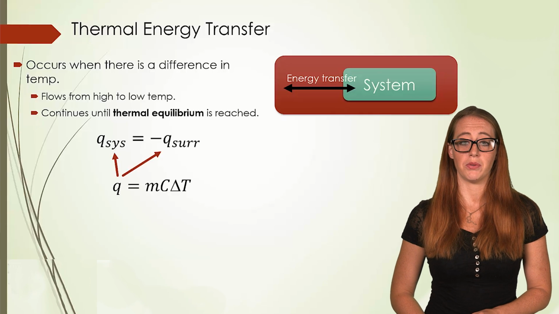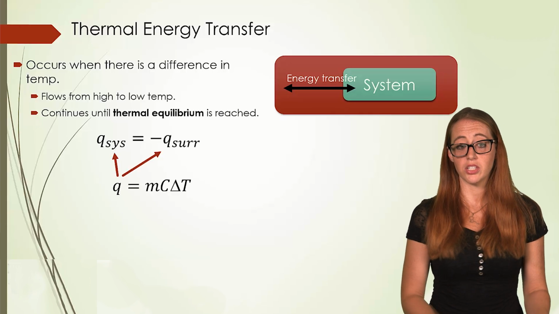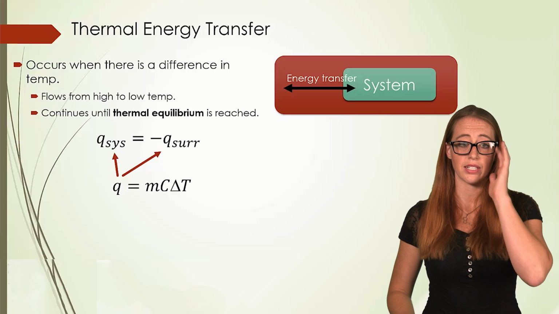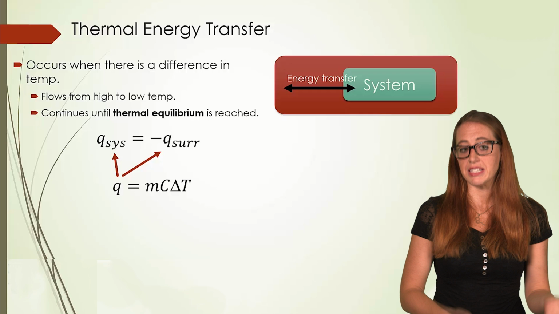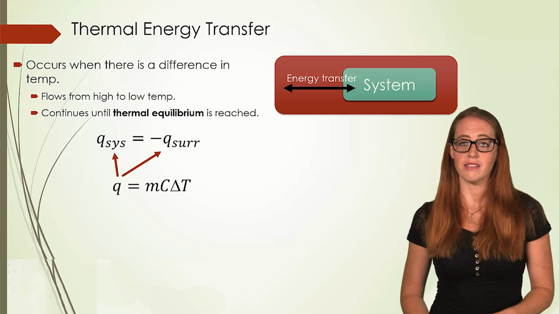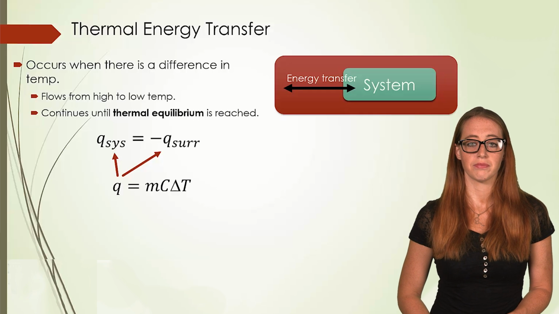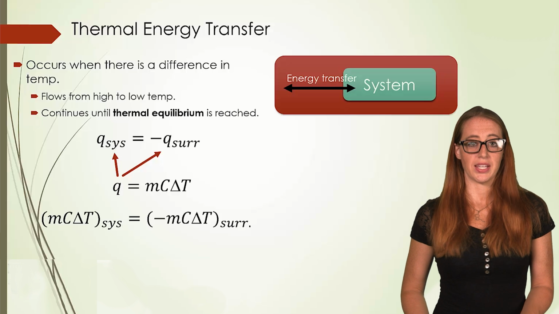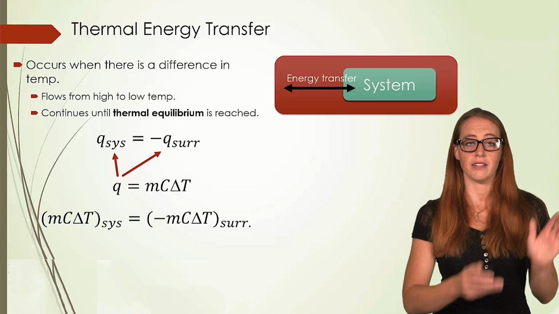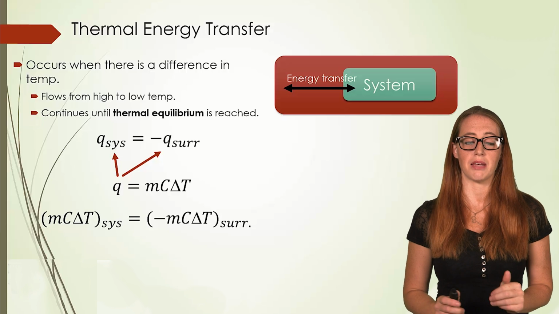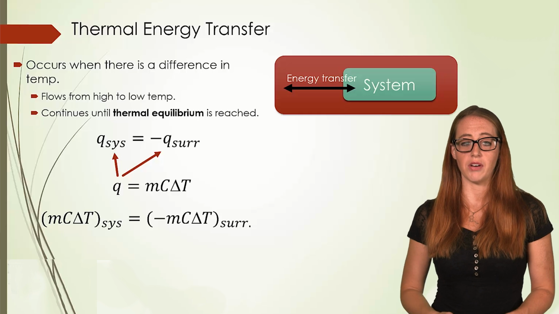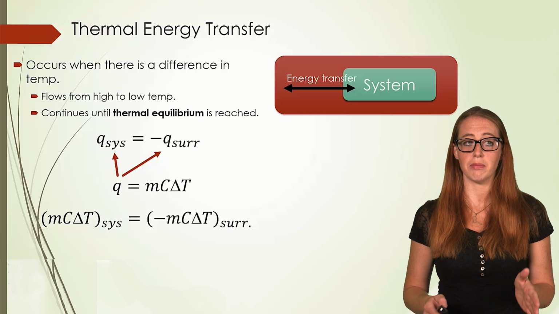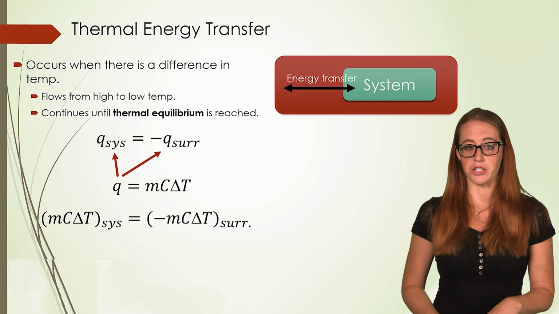So we'll fill this into both, because the Q of the system and the Q of the surroundings will both be Q equals mcΔT. They'll simply have different C's and different masses and different temperature changes. So when we do this, we get Q equals mcΔT of the system is equal to negative Q equals mcΔT of the surroundings. And we can use this to solve other types of problems that are a little bit more authentic than the previous one that we just did.